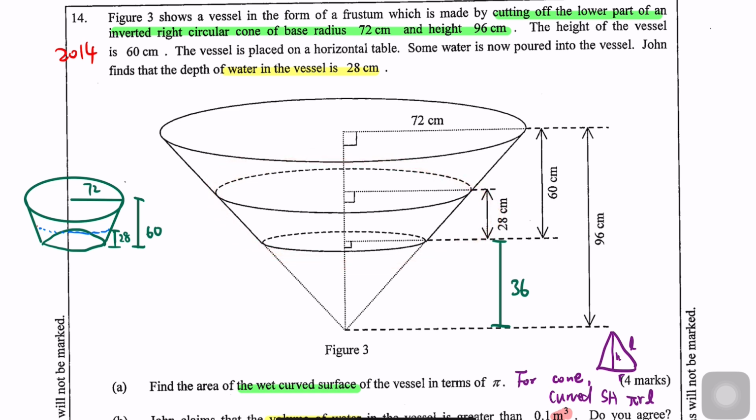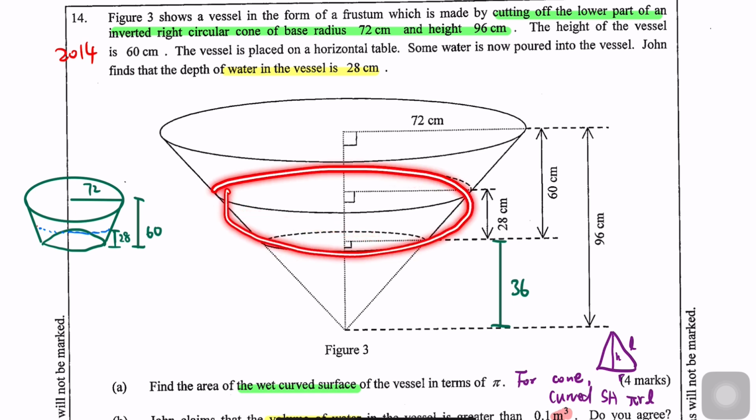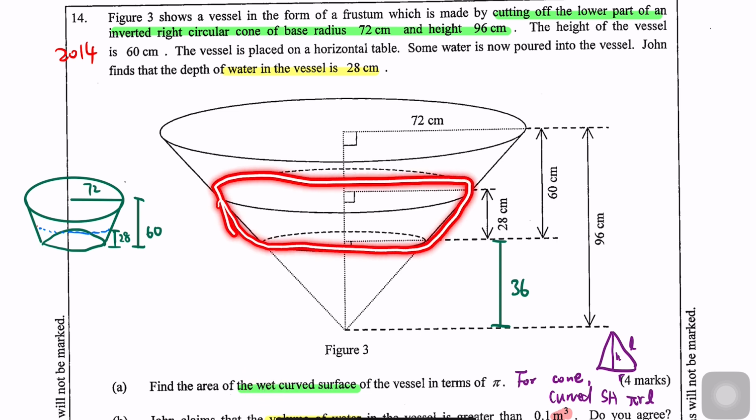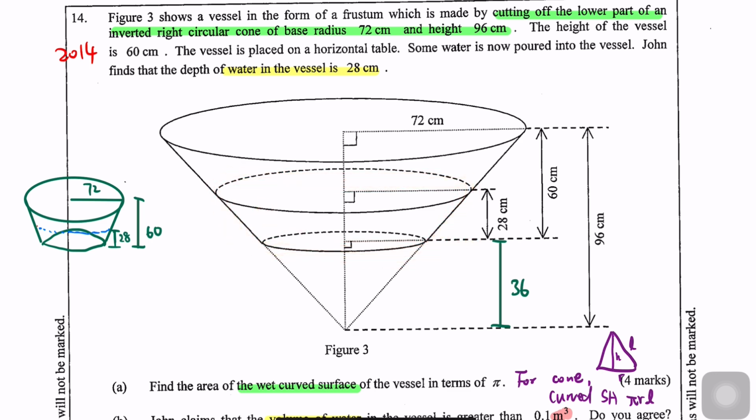So this one makes the water very difficult to look at. How about we draw it by ourselves? Now we have a vessel, it's in a frustum, and then it cut the lowest part. The water here will be in the, you can see, it's another fraction here. And then this is the water, the amount of water. So first question asking you, find the area of wet. Wet means the surface contact with the water. So basically it's finding the curved surface area of this frustum here, contacting the water, and then in terms of pi.